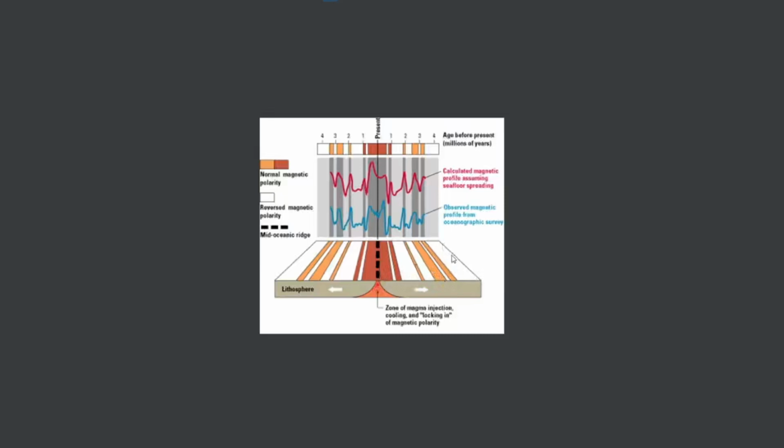So as a result, they get this picture: older, same polarity rocks. So obviously they were deposited at the same time, they're younger, same thickness, younger, and you can see how the polarity changed.